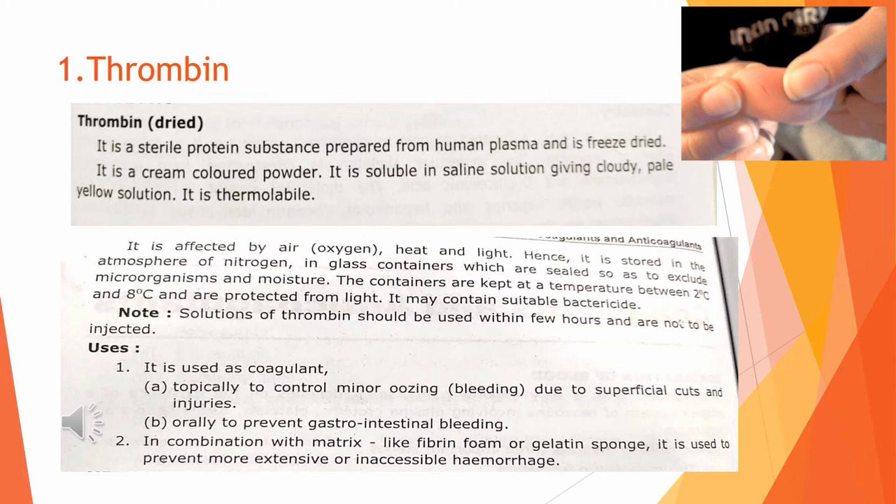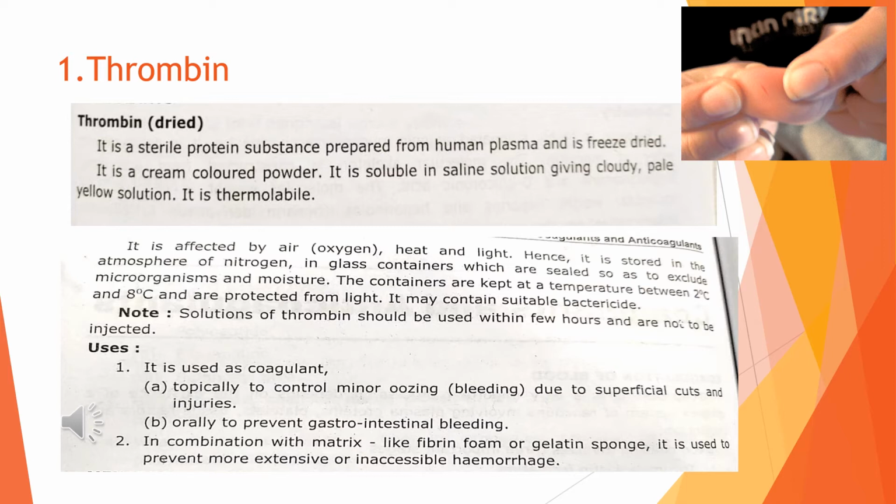If you keep it in open air, it will degrade and that causes instability of the drug. Hence it is stored in atmosphere of nitrogen, in a glass container which is sealed so as to exclude microorganisms and moisture. Next, the containers are kept at a temperature between 2 degrees and 8 degrees and are protected from light.